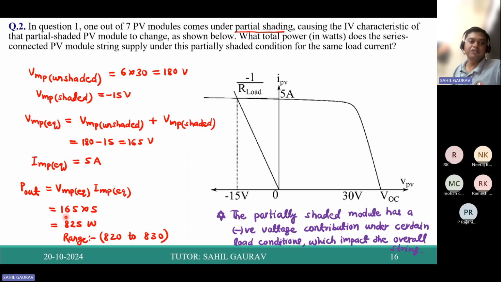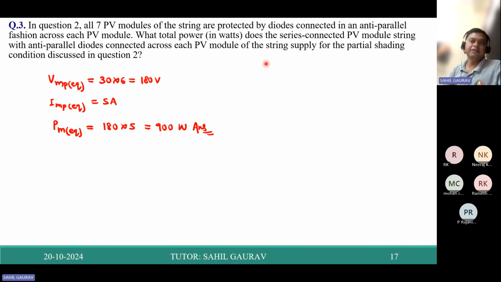So this P out will be 165 into 5. It will be 825 watt. Now the next problem. In this problem, they have connected an anti-parallel diode. So you are protecting this module, and you are bypassing the shaded module.